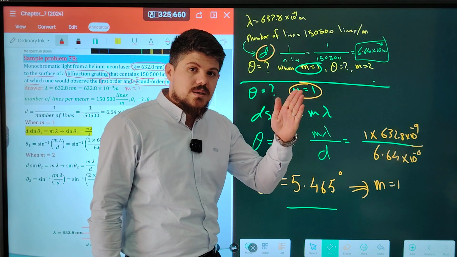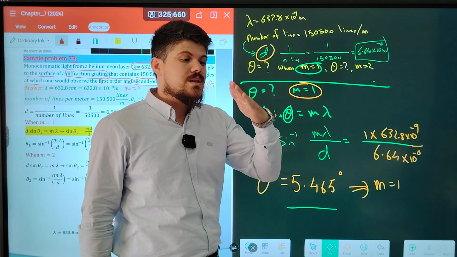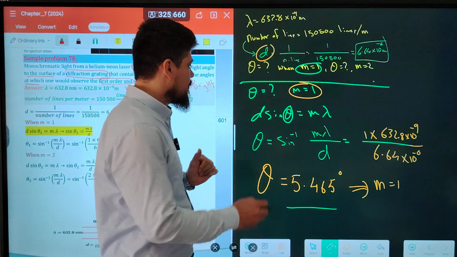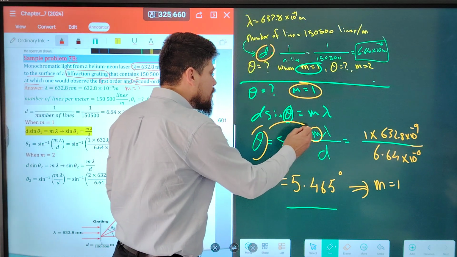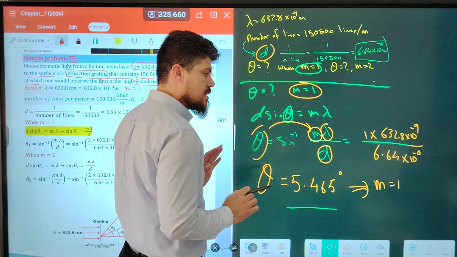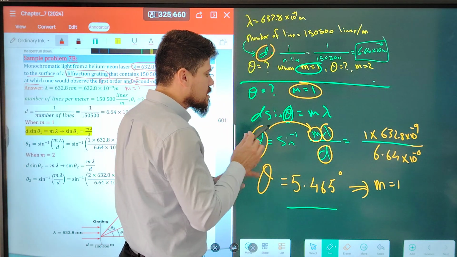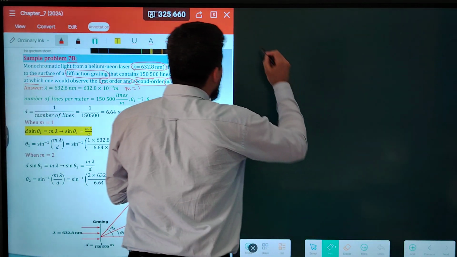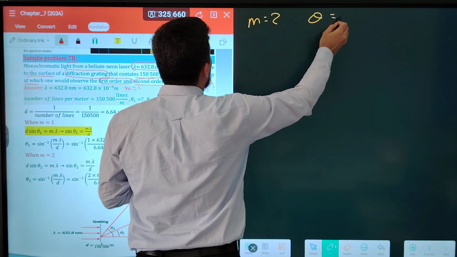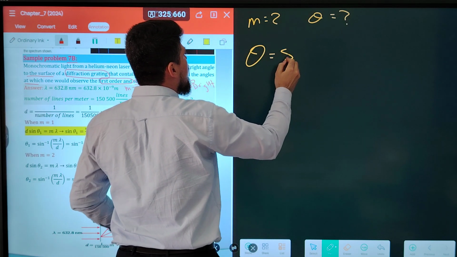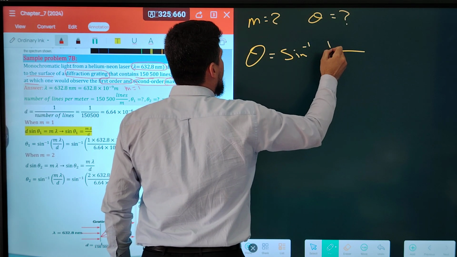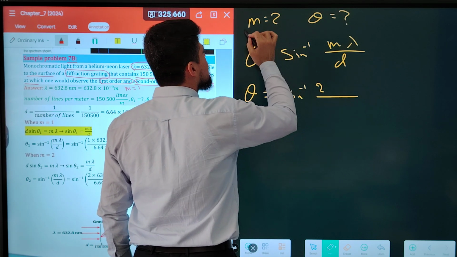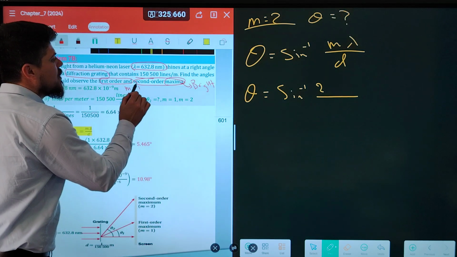But for the second bright, as the order number increases, the angle of diffraction must also increase, because theta with m is directly proportional at constant wavelength and distance. In this question, wavelength and distance are constant. Only m changes. More m, more theta. Let's check. When m is equal to 2, theta is equal to sine inverse of m lambda over d, with m equal to 2 because we have to find the second order.